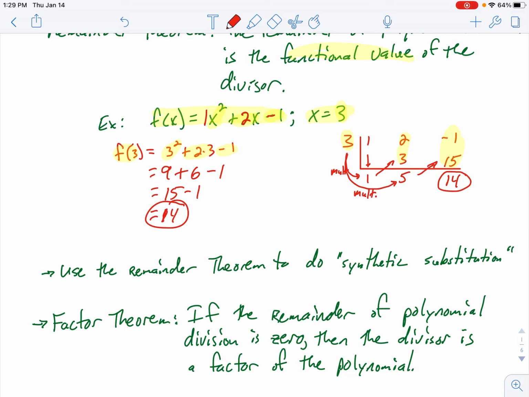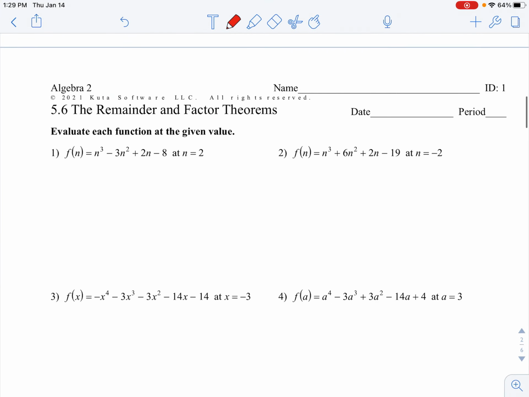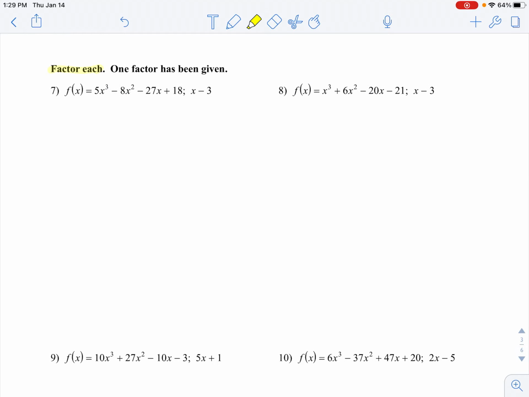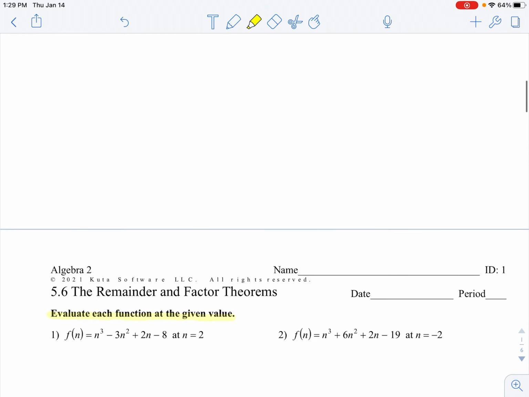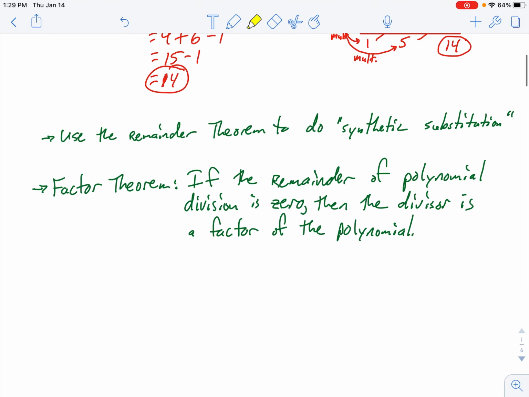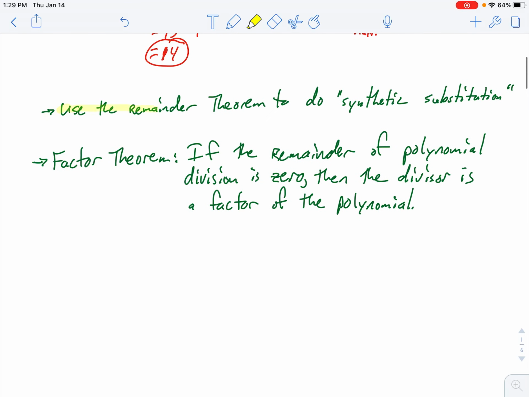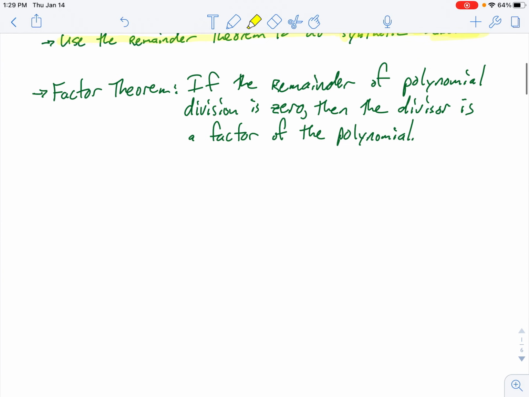Why do we care? What's the deal? I'll talk about that a little better when we get to these examples. The first set of problems is going to be the remainder theorem. That's about half the lesson. Now the second is going to be the factor theorem. Oh, I guess I skipped a line here. Use the remainder theorem to do what's called synthetic substitution. That's what the homework is going to be. Like I said, I'll get to that in just a minute.